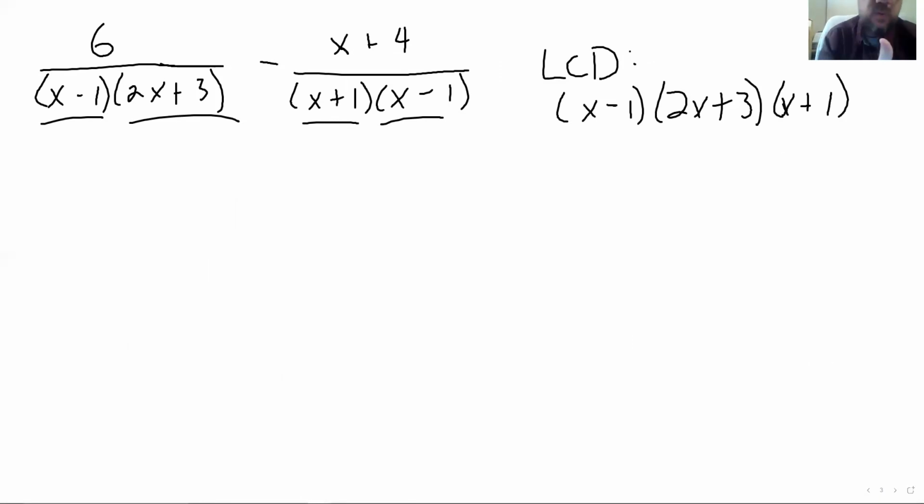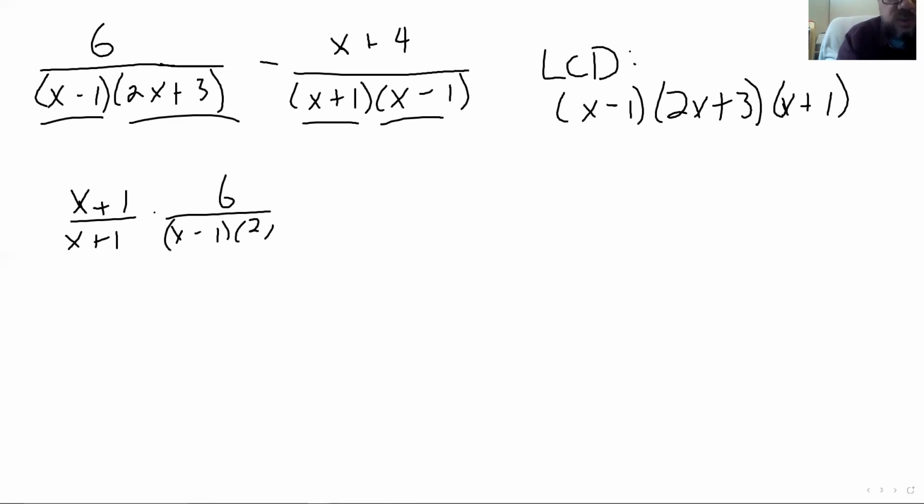So we're going to multiply by whatever we're missing. I'm going to multiply the first one by x plus 1 over x plus 1, and the second one by 2x plus 3 over 2x plus 3. So we're going to have x plus 1 over x plus 1 times 6 over x minus 1, 2x plus 3. Now watch the minus sign, right?